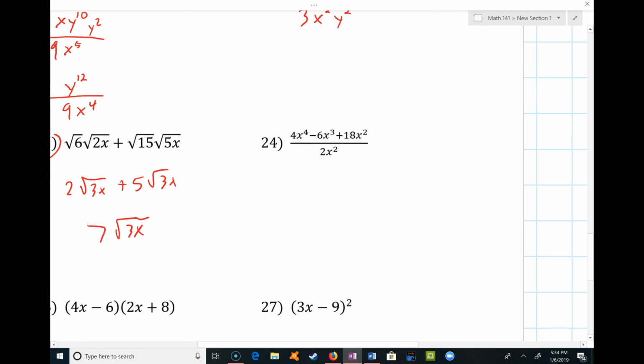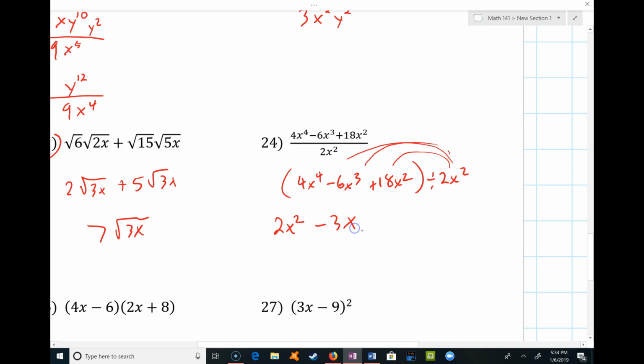All right, so here's another division, distributive property. So remember, it's just like the distributive property. If this, you could think of this as 4x to the fourth minus 6x cubed plus 18x squared divided by 2x squared. That'd be another way to write that. And so we can distribute this divided by 2x squared through. So 4x to the fourth divided by 2x squared, that would be 2x squared. And negative 6x cubed divided by 2x squared would be negative 3x. And 18x squared divided by 2x squared would be 9.